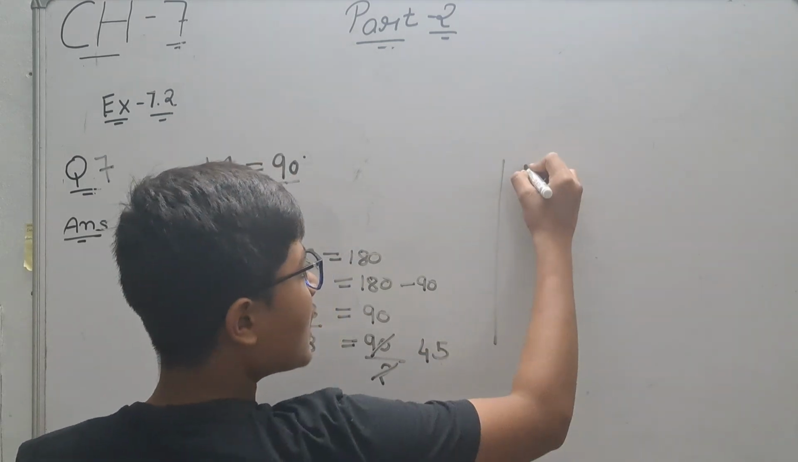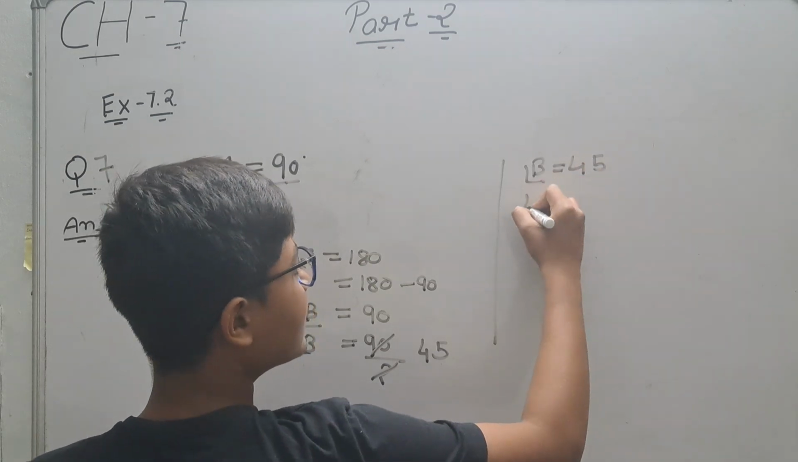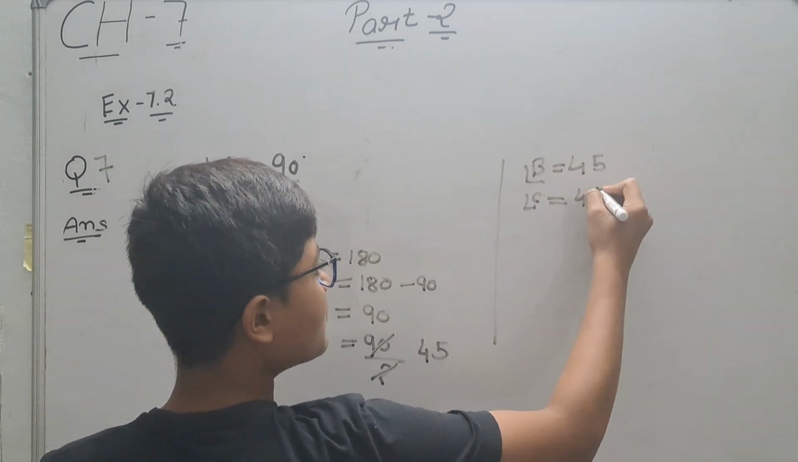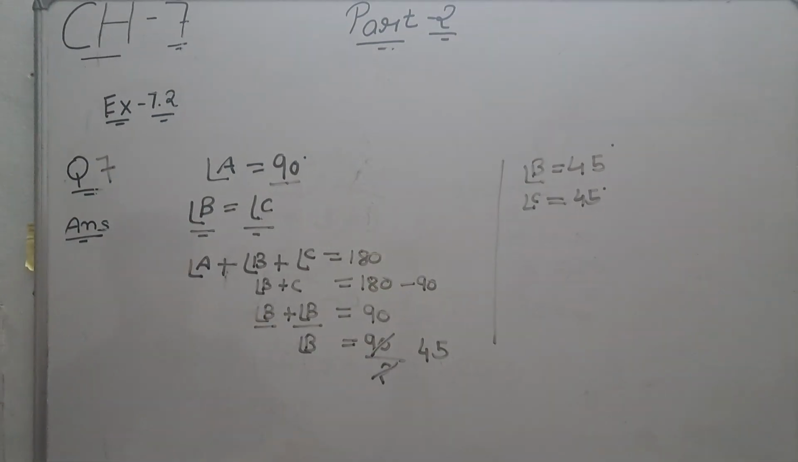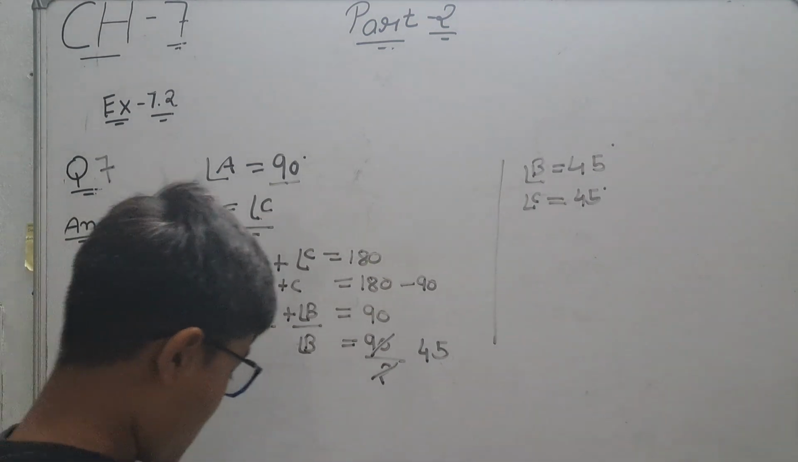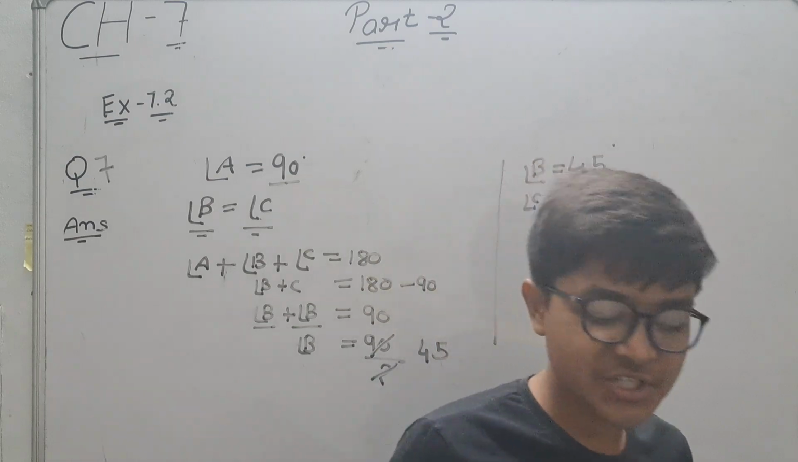So angle B is equal to 45, then angle C is also equal to 45. Now we have completed this, and you can see the answer also. Check the answer by yourself. We have completed our question 7, and question number 8 is easy. I am just giving the hint.